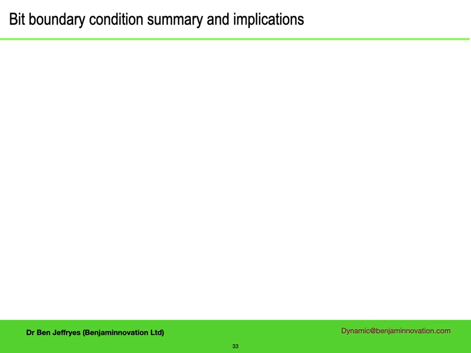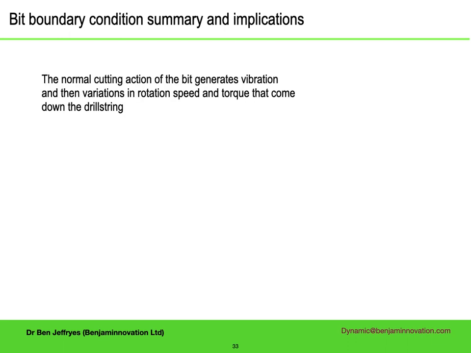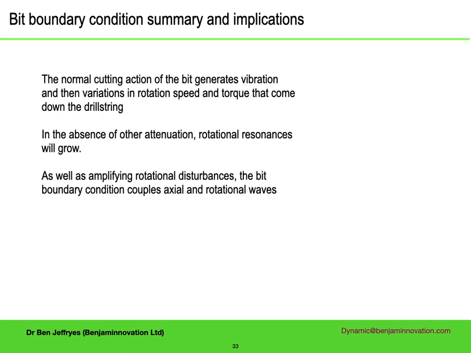Time for a pause. That last section had quite a lot to take in, and you might need to go through it again. The most important part though is quite simple. The bit acts as a generator and an amplifier for rotational disturbances. What goes down the drill string and hits the bit comes back bigger. So if there isn't any attenuation elsewhere, or the attenuation is less than the amplification, resonances will grow. The other main point is to remember that the bit boundary condition couples axial and rotational waves.